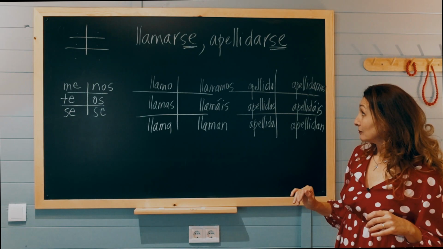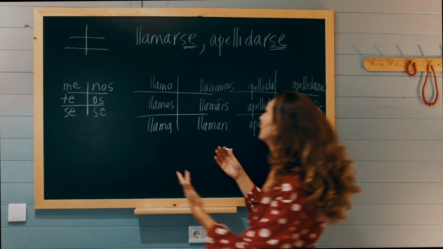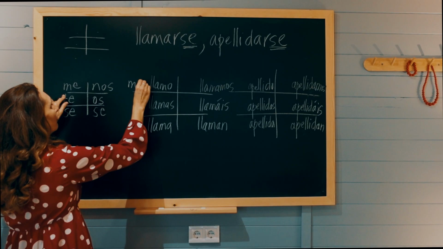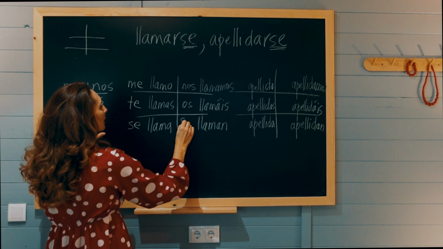Now, what we have to do now is join the two grids. The pronoun grid with the verb. Okay, so imagine I'm taking this grid off, peeling it off, and then pasting it down here. Me will be here, te will be here, and se will be here. Nos, os, and se. Okay, and then same here.